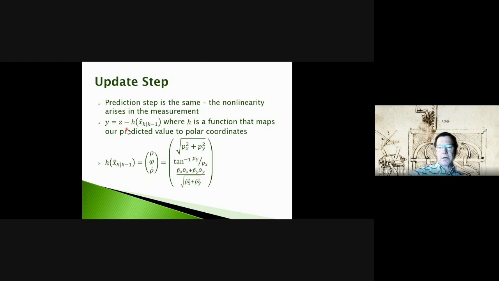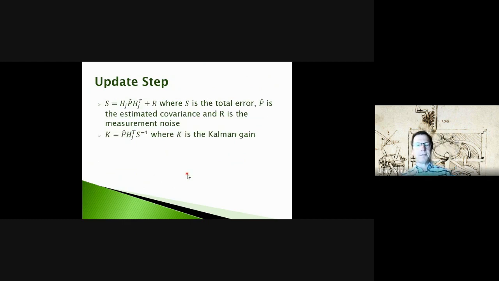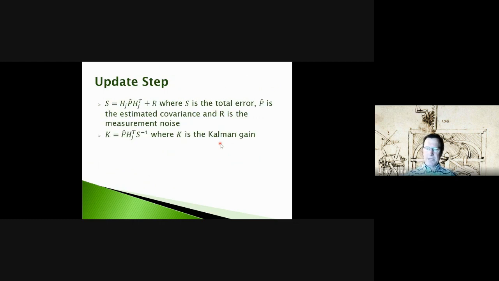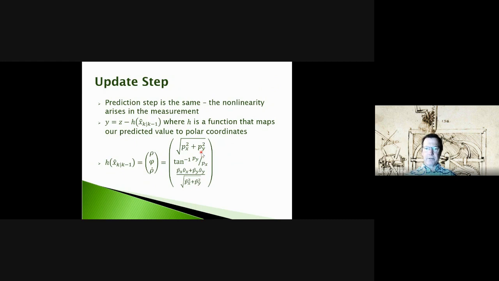But here we're going to say that our y value is our measurement minus this predicted value, where now h is this function that maps Cartesian type coordinates to the polar coordinates, right? So that just is putting us in the right coordinate systems. But we see that this transform is highly nonlinear, right?